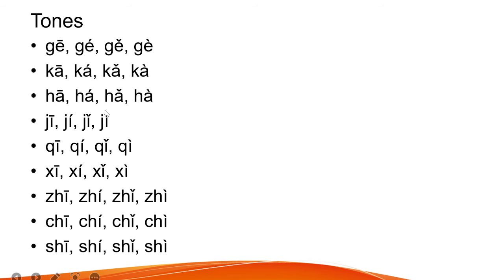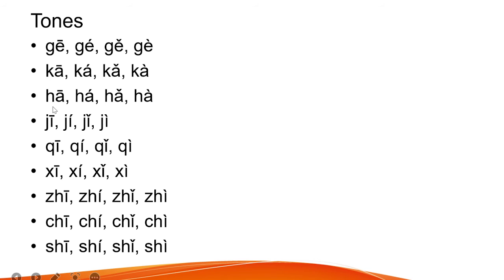Let's continue the tones. GE, the first tone is ge. The second tone is ge. The third tone is ge. The fourth tone is ge. The first tone for KA is ka. The second tone is ka. The third tone is ka. The fourth tone is ka.